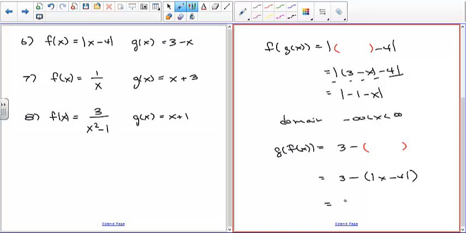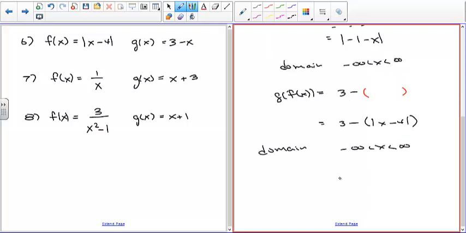Well, let's look at the domain first before we simplify it. So again, x can take on any value because I can evaluate the absolute value at any value of x. So the domain is that, and then the simplified version is going to be 3 minus the absolute value of x minus 4.